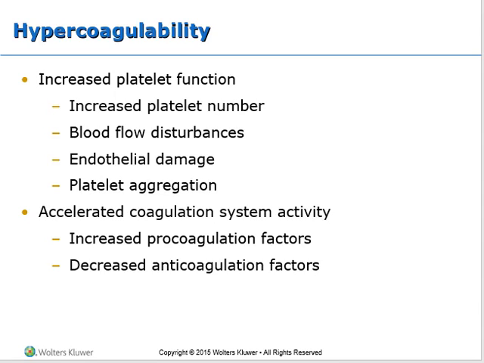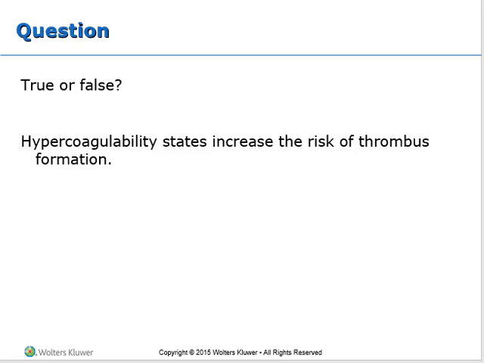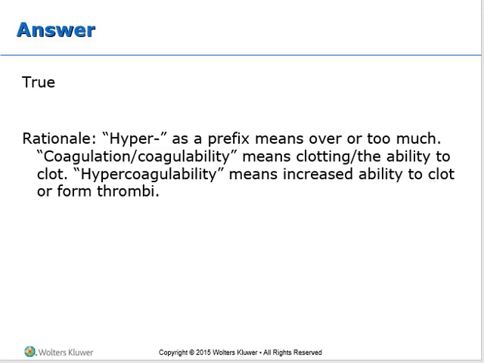And then if we have accelerated coagulation activity, so now we have either an increase in the procoagulation factors or a decrease in the anticoagulation factors, we're going to get hypercoagulability. So highlight these two, be a little bit comfortable with them and how they work functionally, because that's going to be a big part.